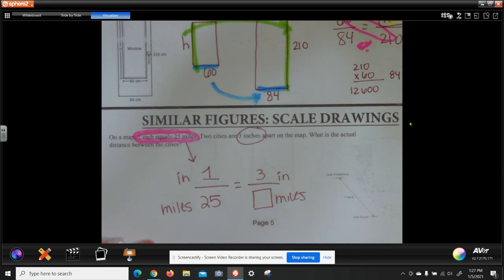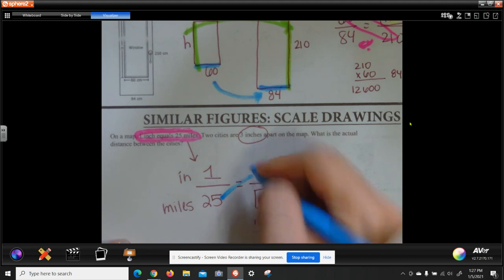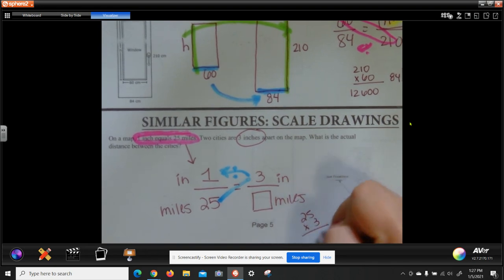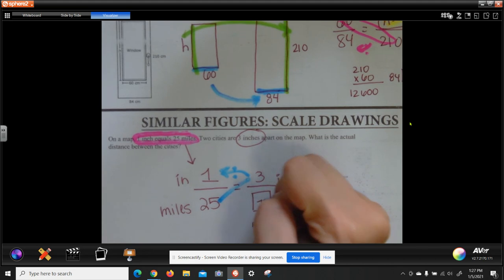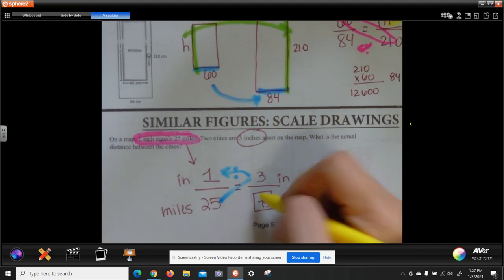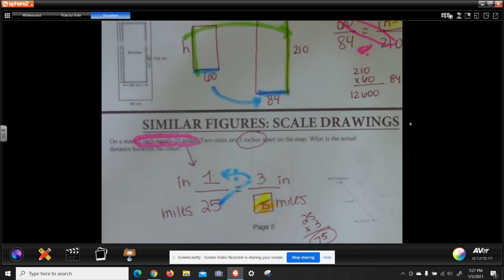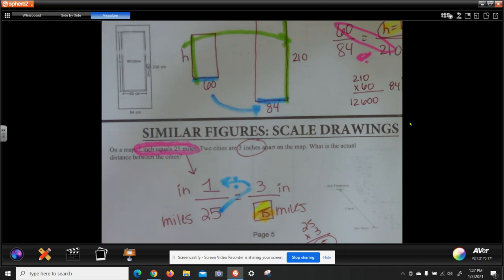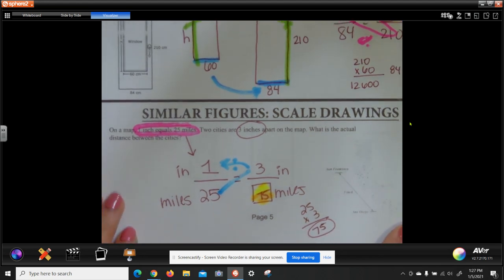So you just solve your proportion. 25 times 3, and then divided by 1. 25 times 3, just in quarters, 25 times 3 is 75. 75 divided by 1 stays the same. So the actual distance would be 75. So this is just proportions that we were doing last year with conversions. So just pay attention to set up your proportion here, guys.